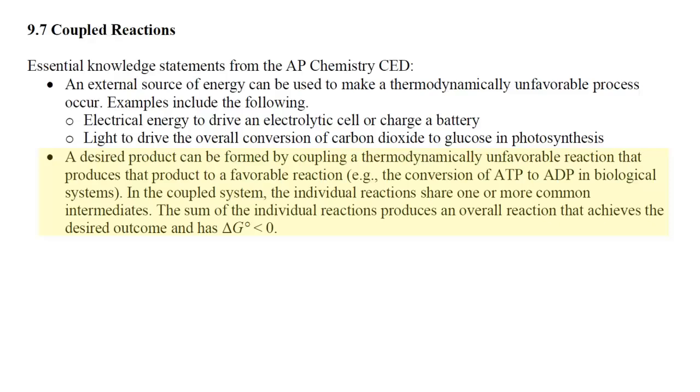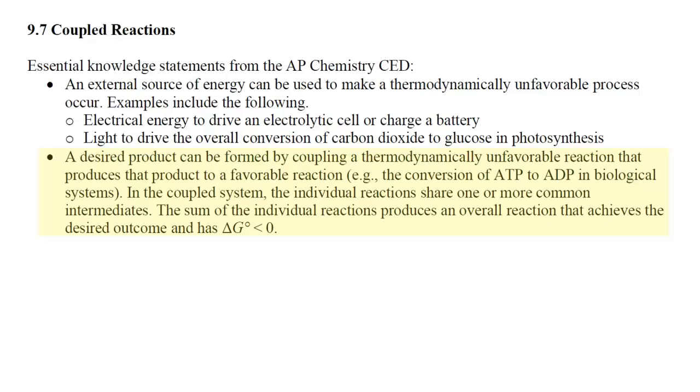So in the coupled system involving at least 2 different chemical reactions, the individual reactions share 1 or more common intermediates, and the sum of the individual reactions produces an overall reaction that achieves the desired outcome and has a negative value for delta G. When delta G for the overall process is less than 0, then the overall process is thermodynamically favorable.